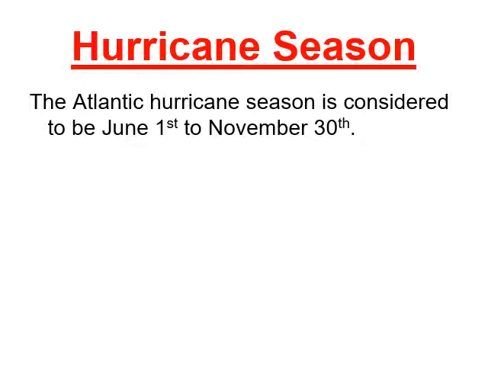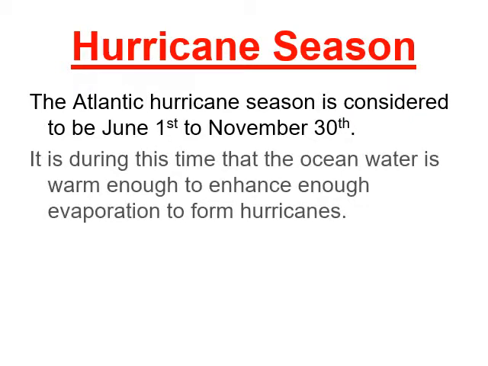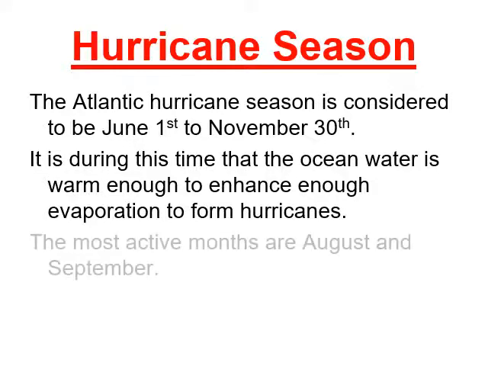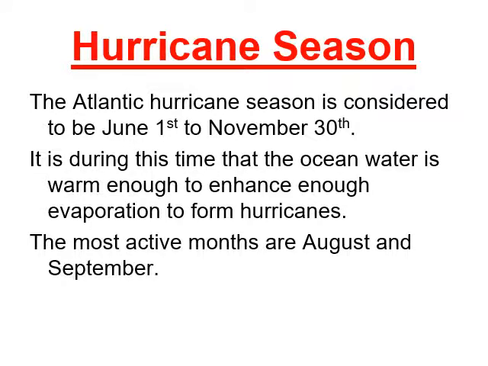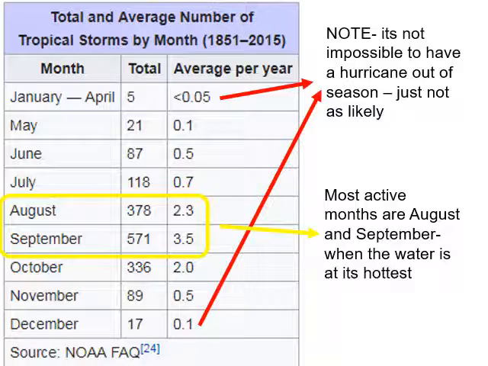Now, hurricane season is between these dates, June 1st and November 30th. Well, why specifically those days? Why no January hurricanes? Because that's when the ocean water is warm enough that gives you enough evaporation to form the hurricanes. August and September are the most active months because that's when the water is hottest. After September, the water starts to cool down. Up until August, the water, remember, takes a little while to get hot enough to really generate these storms. And you can see this distribution here on a chart that August and September, these months here in the middle, have the most hurricanes. Now, it's not impossible to get a hurricane in January. It's just not very likely.